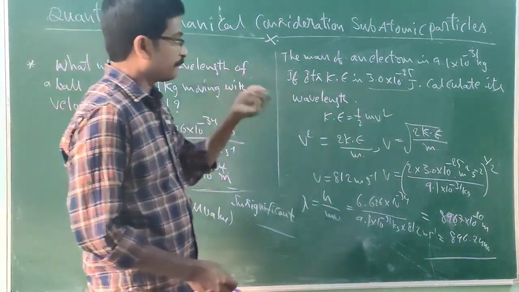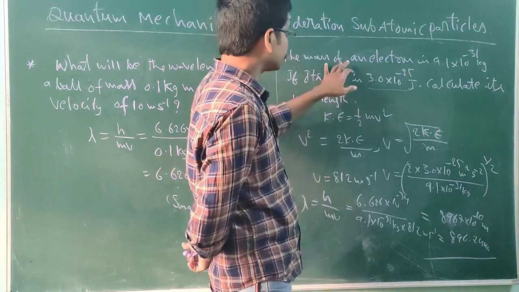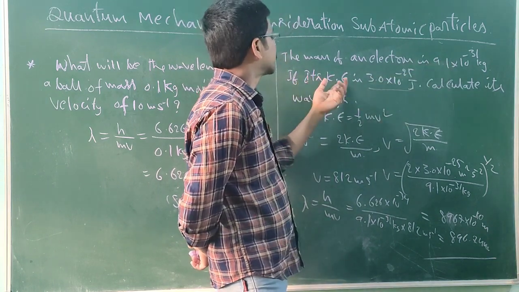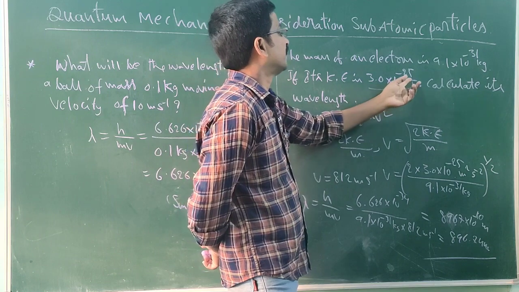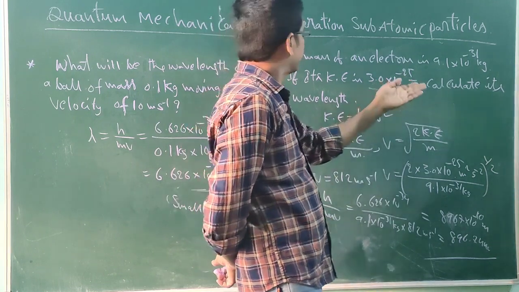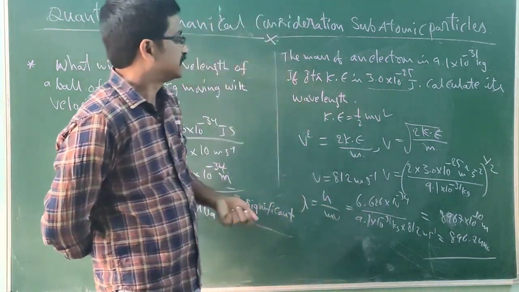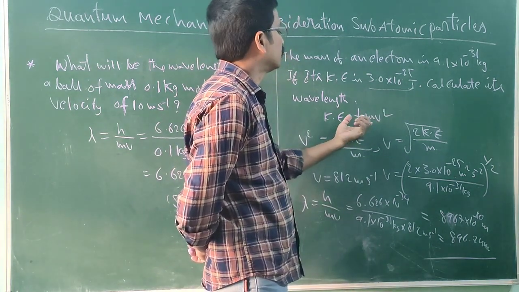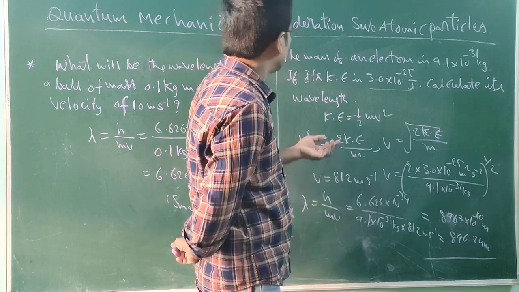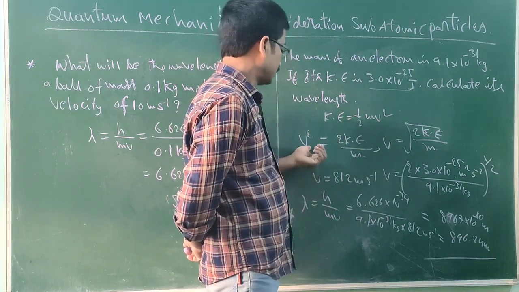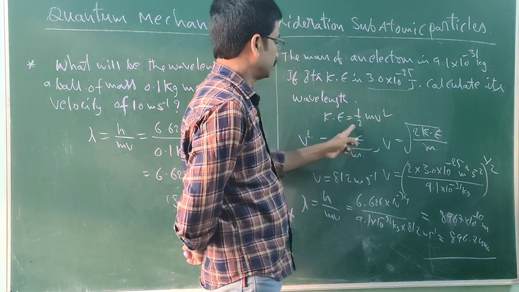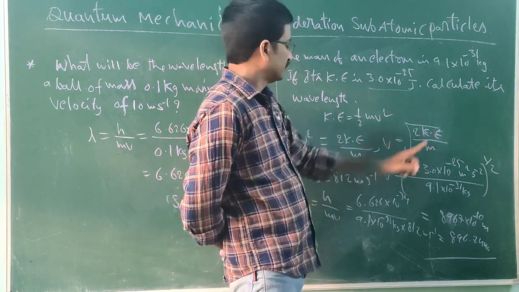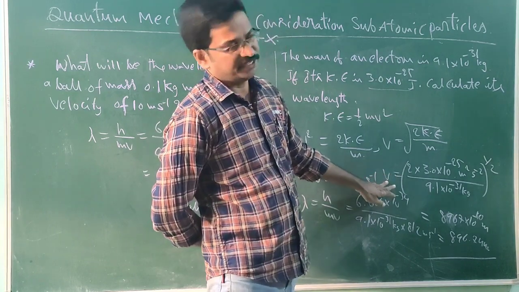What about smaller particles, the wavelength of electrons? The mass of an electron is 9.1 into 10 to the power of minus 31 kg. If its kinetic energy is 3.0 into 10 to the power of minus 25 joules, calculate its wavelength. Kinetic energy is equal to half mv square. From this formula you can write v in this form. Then substitute all those values, and you can calculate v.